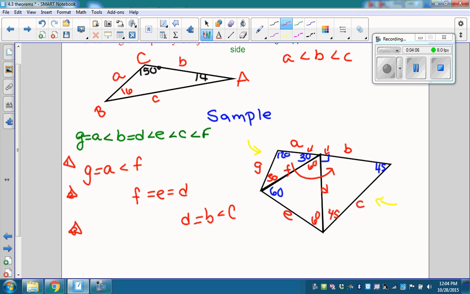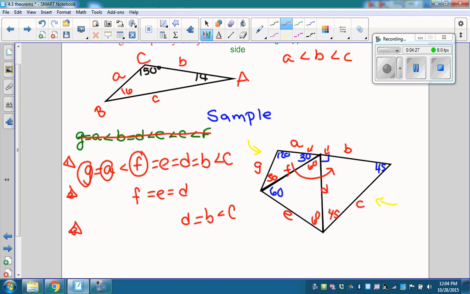And now I've gone low to high. So I'm going to go G equal to A less than F equal to D, E equal to D equal to B less than C. But most people don't get that right the first time. Yes, Dylan.